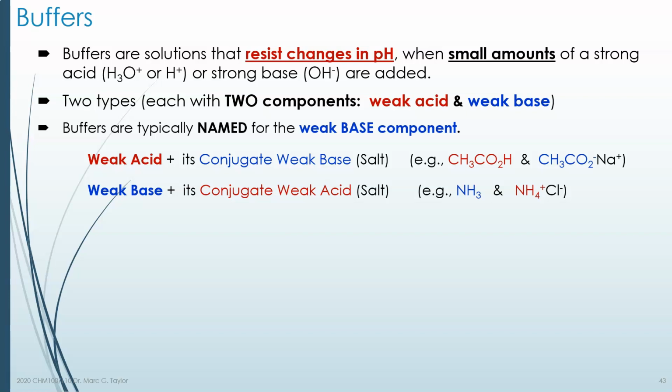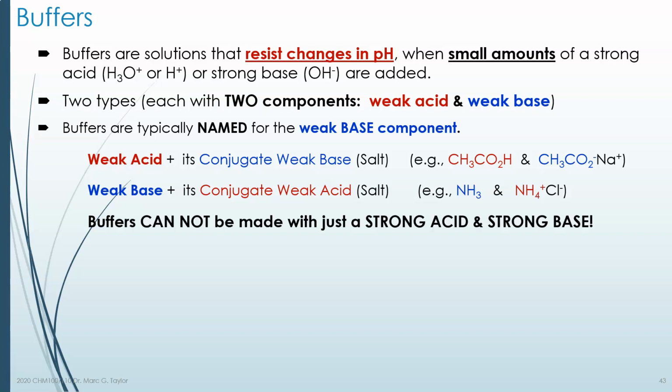You can also start with a weak base and add its conjugate weak acid, which will frequently be positively charged, so you can't buy the weak acid by itself. You have to buy the salt of it. So in this case, we have ammonia in blue, NH3, and ammonium ion, NH4+, because an extra proton has been added to it. That's what makes it a conjugate acid. And we would buy, say, ammonium chloride or ammonium bromide or ammonium hydroxide, something that has ammonium in it, so that when you mix ammonia and ammonium together, you get a buffer.